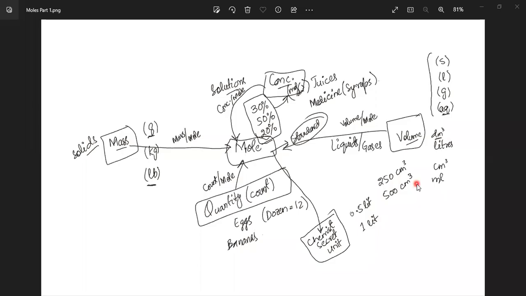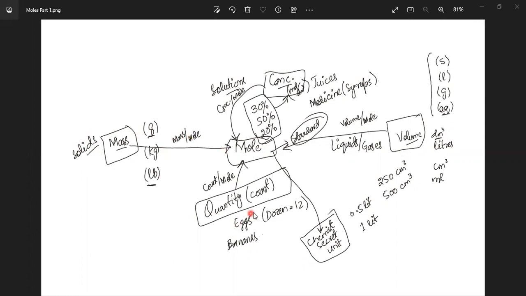Okay, so we started off with what is mole, since the mole is the center screen now. So you can see that we are actually taking or converting different substances, quantities into mole. If we start from the extreme left-hand side, the solids, when they are taken in mass, grams, kilograms, pounds, maybe, they can be converted into mole. This is the formula that we are already done with.